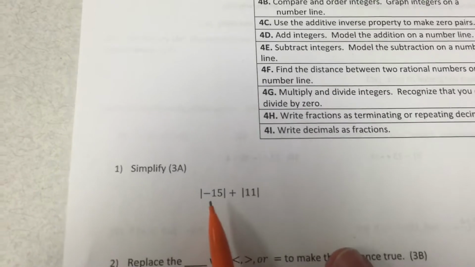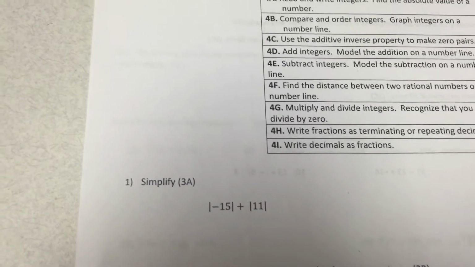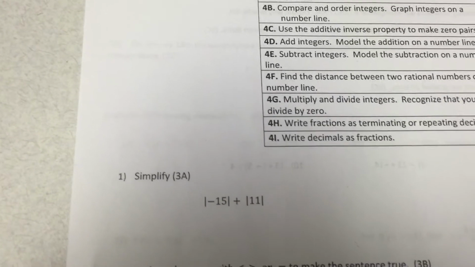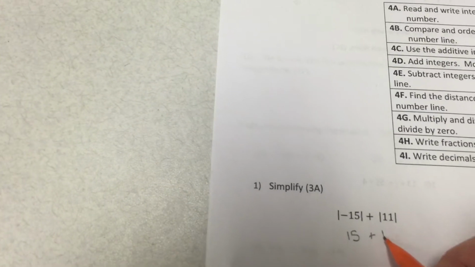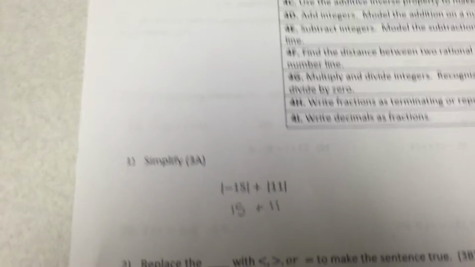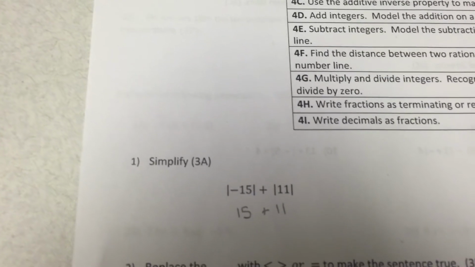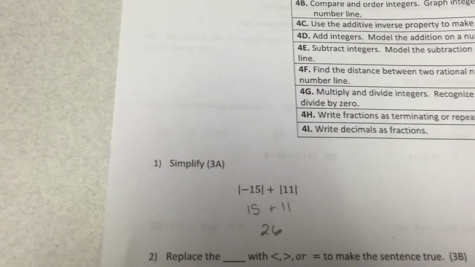So the first thing I want to do is look at this: absolute value of negative 15. Absolute value asks me to find how far is negative 15 from 0. So this is going to be 15 plus the absolute value of 11, which is going to be 11. Now that I've got the absolute value out of the problem, I can just do what the problem asks me. 15 plus 11 is 26.